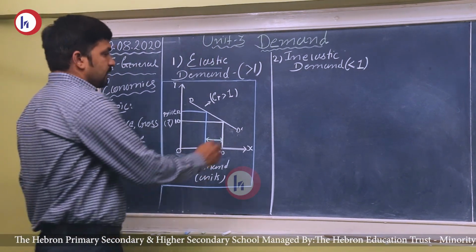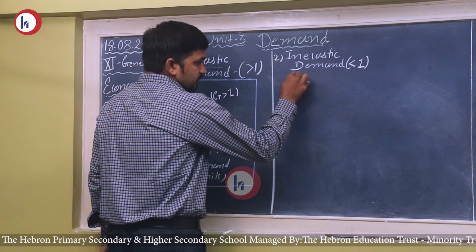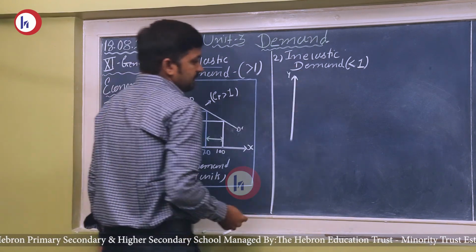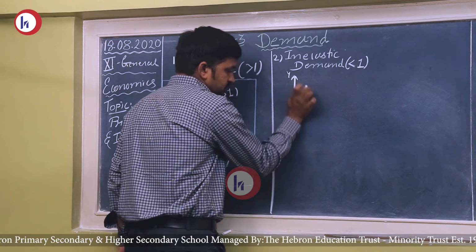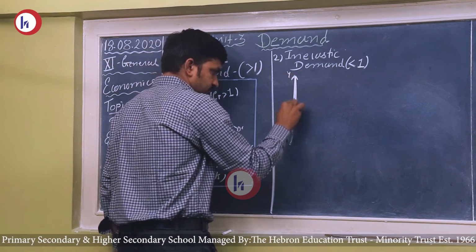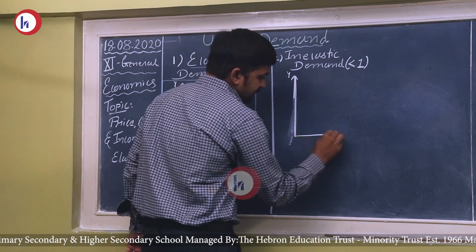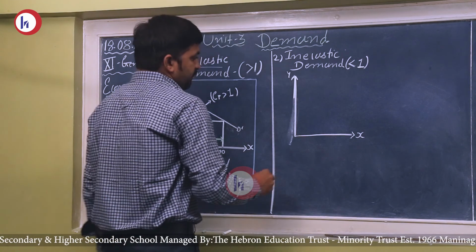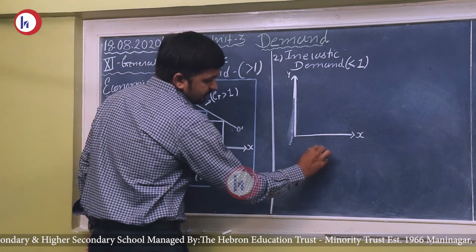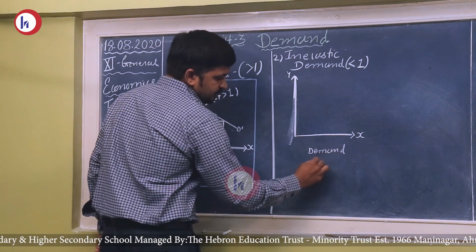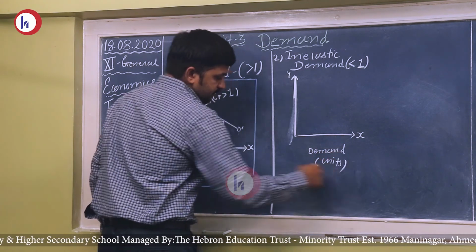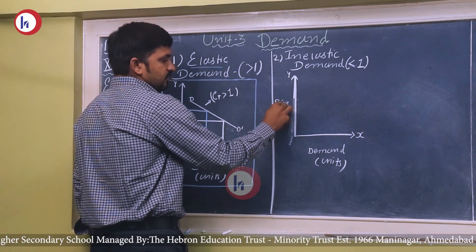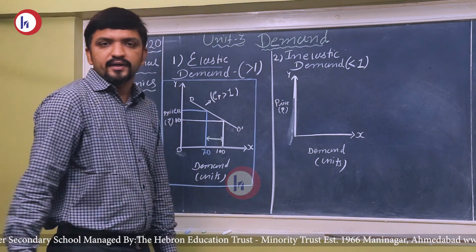Chalo, again. On y-axis, we are going to present the price. So let it be Y. Then on x-axis, we are going to present demand. So demand on x-axis into bracket units, then price on y-axis into bracket rupees.